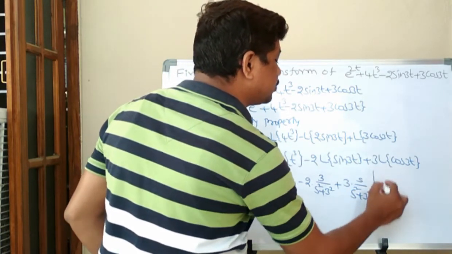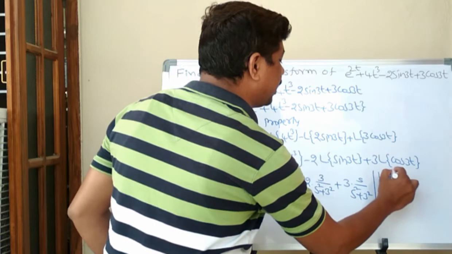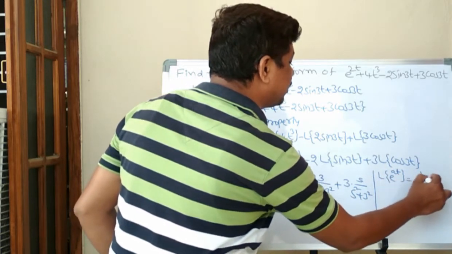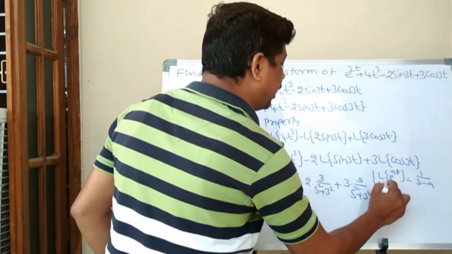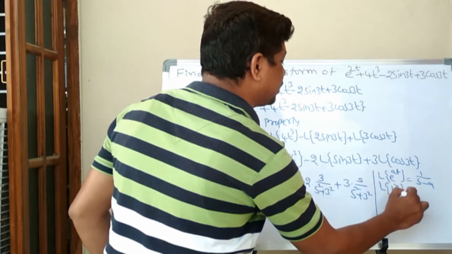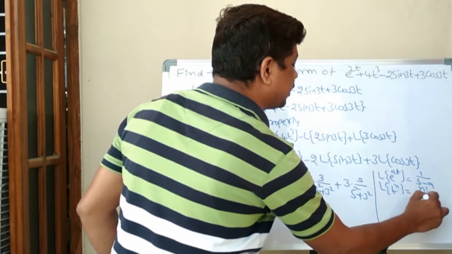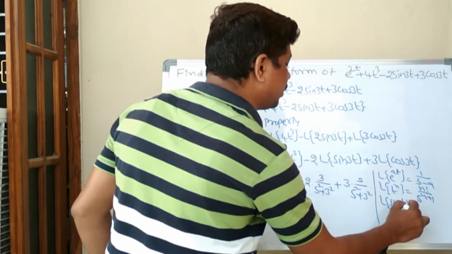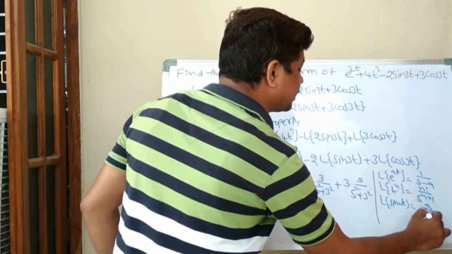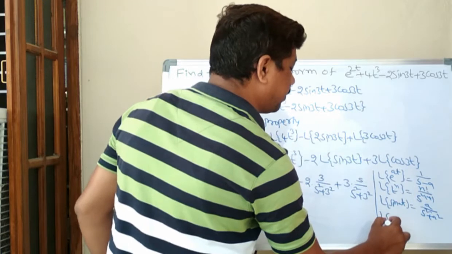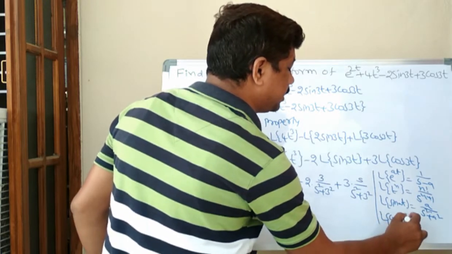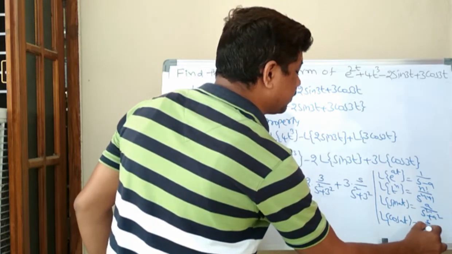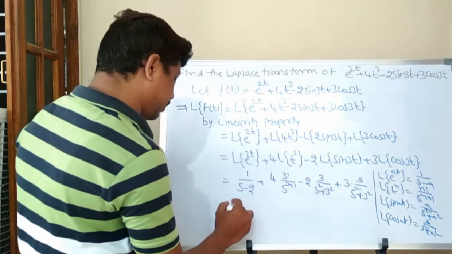So now, what did I use? The formulas: Laplace of e^(at) equals 1 by s minus a; Laplace of t^n equals n factorial by s^(n+1); Laplace of sin at equals a by s square plus a square; and the last one, Laplace of cos at equals s by s square plus a square. Now I would like to simplify.